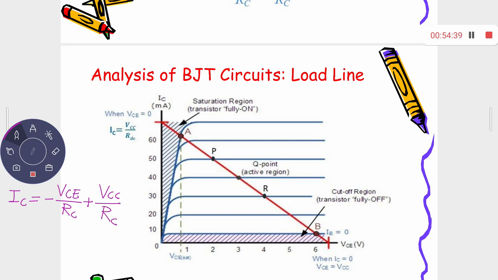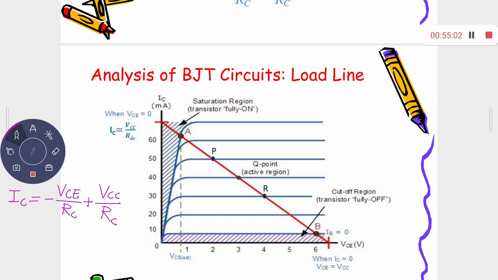IC is equal to minus VC by RC plus VCC by RC. Now, that is the characteristics of the transistor when placed in that circuit. That circuit is having some properties related to VCC, RC and all.